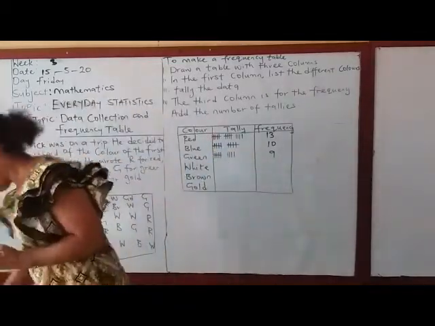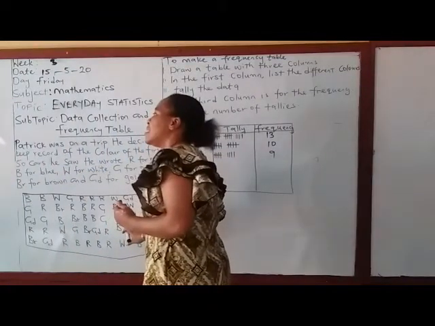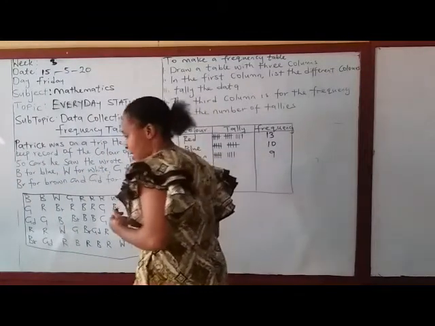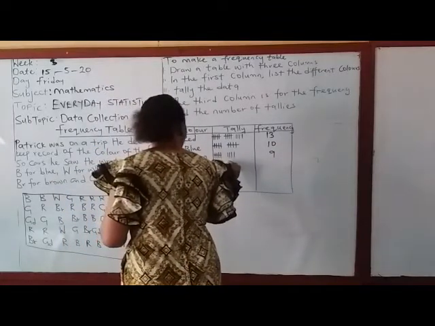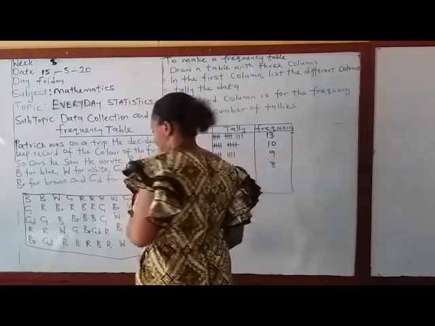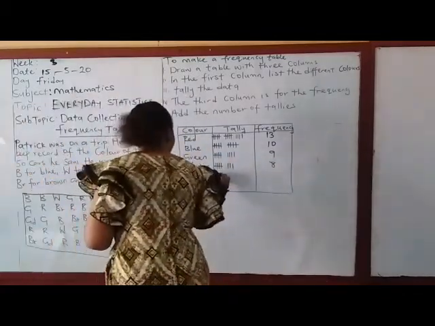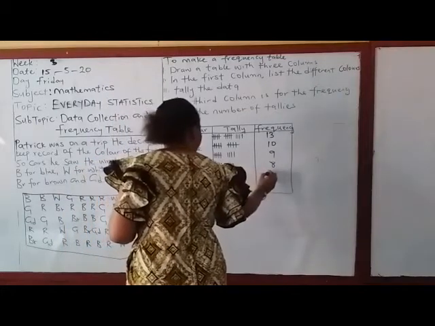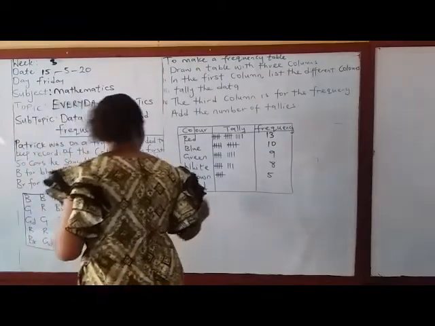How about white? White is 8 in number. We saw the number of cars that are white in color, for example, is 8. You count it, you see it here. 1, 2, 3, 8 in number. The next one is brown. There are 5 brown cars. And the last one is what? The gold. Gold is 4 in number.